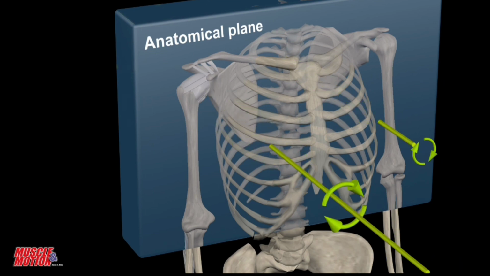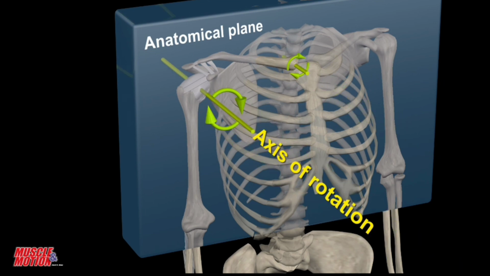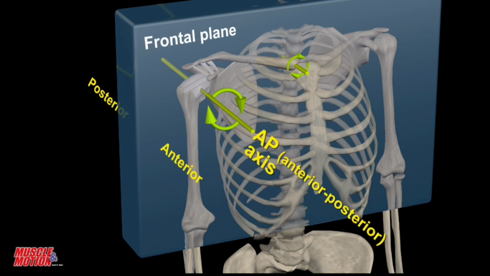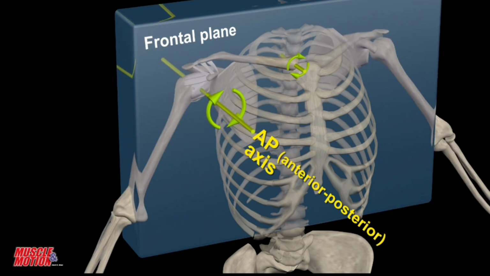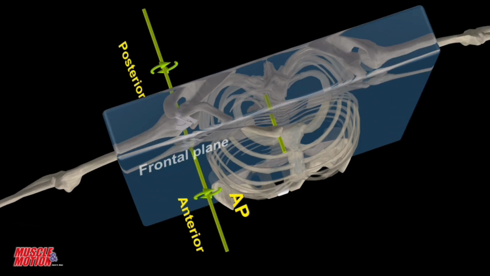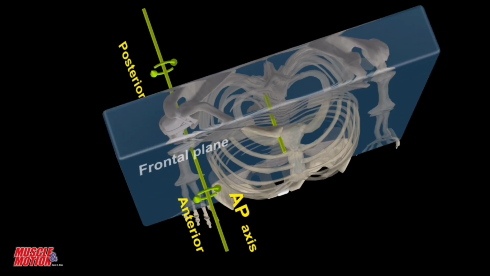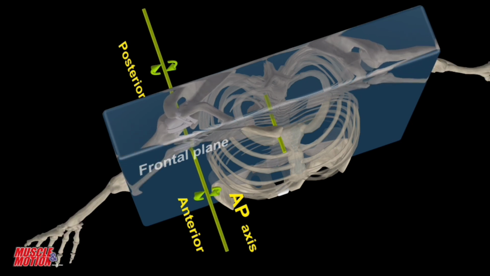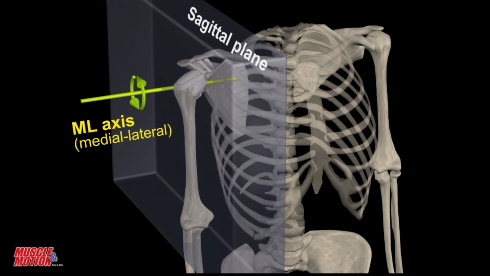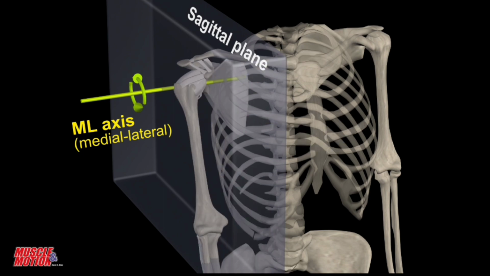In the frontal plane, the AP axis, or anterior-posterior, is an imaginary line running from the anterior to posterior and perpendicular to the frontal plane. There is also the sagittal plane, in which the ML axis, or the mediolateral or transverse, is an imaginary line running from the left to the right and perpendicular to the sagittal plane.